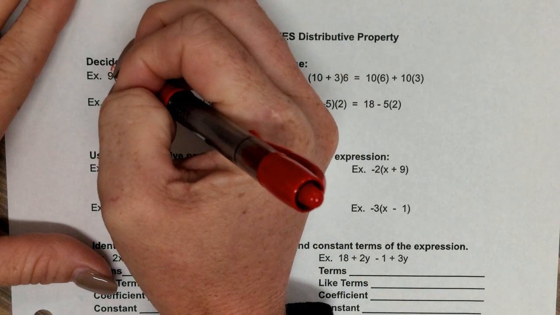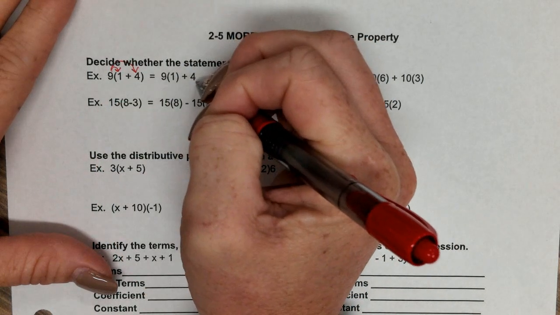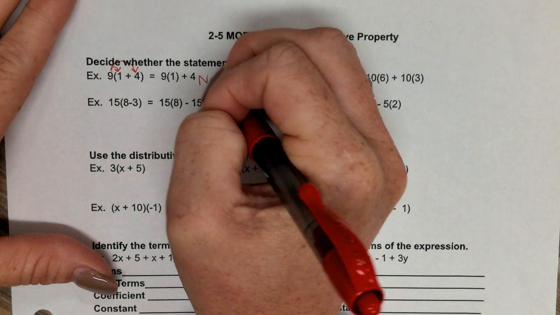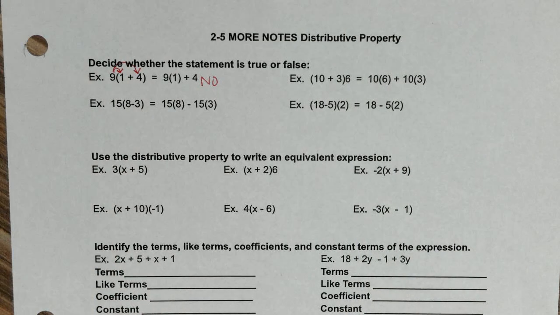But it also should have been distributed to the 4. Did they do that? So did they do this one correct? No. Or false. No or false, same thing.